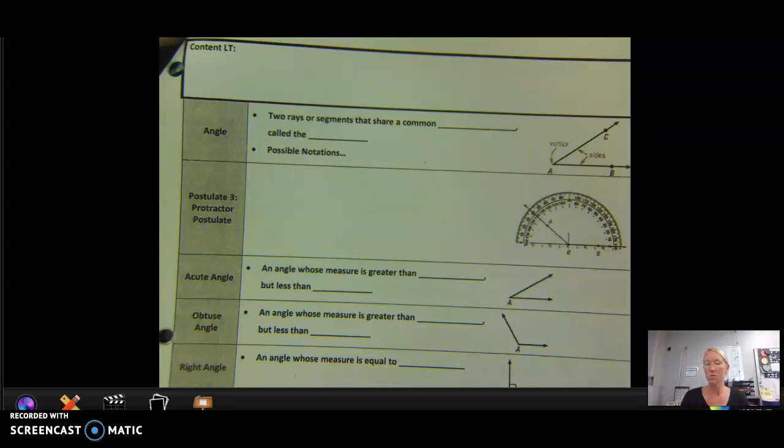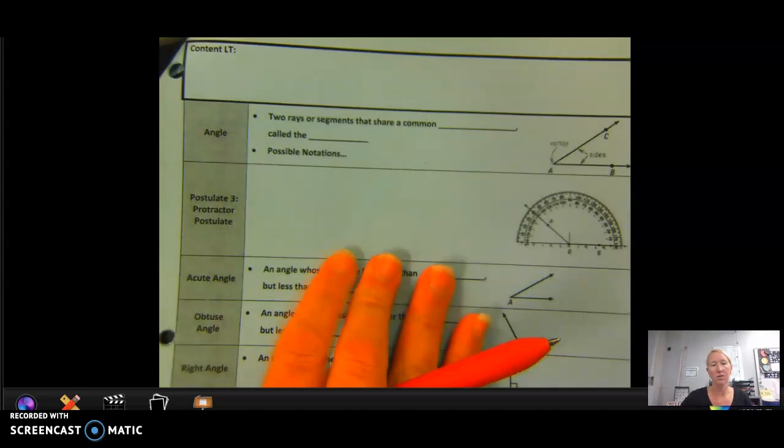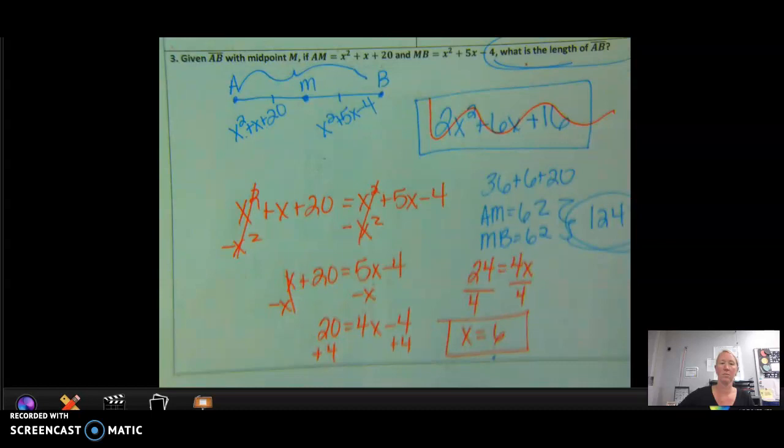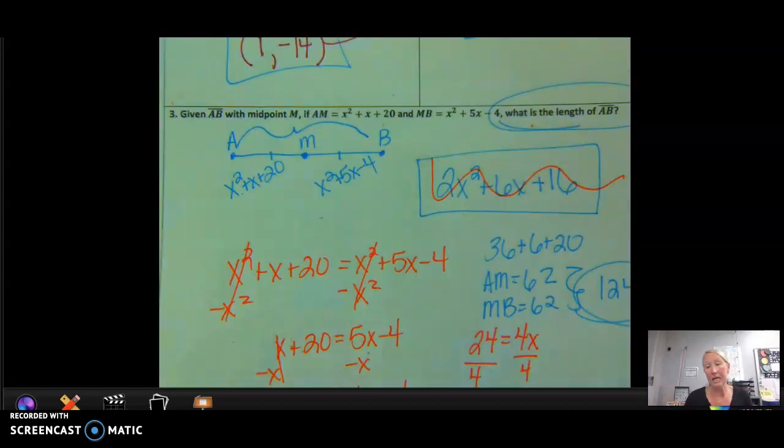Hi guys, this is your 1.4 notes. Before I actually start on 1.4 notes, I want you to flip the page back to 1.3 real quick and go to the back, question number 3, because I made a mistake. And one of you all pointed this out, so I appreciate that.